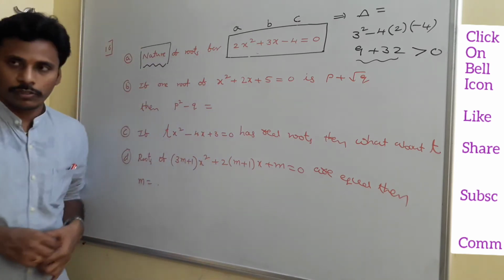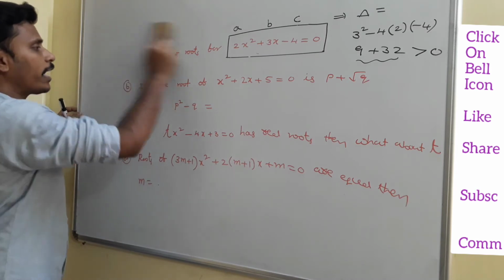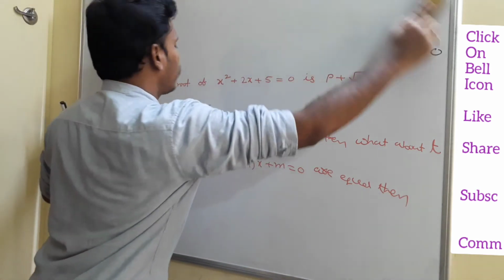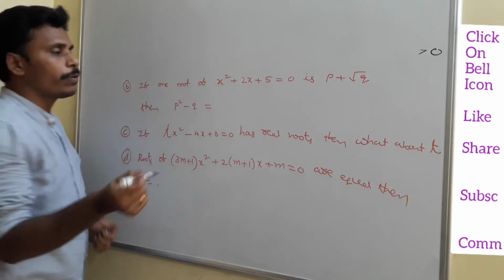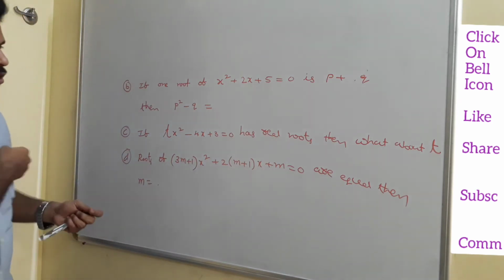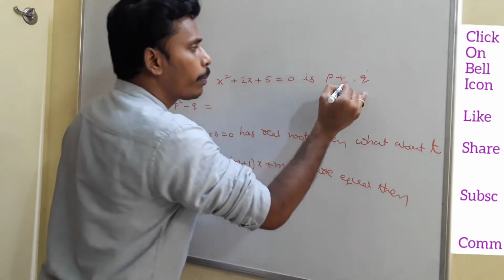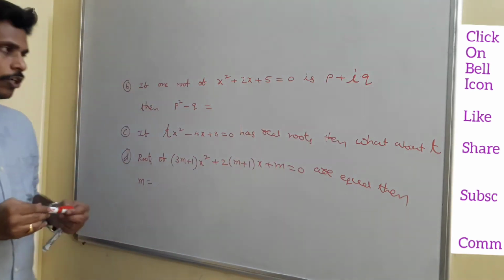And that's the first question. Then think about the second question. The second question is that if one root of x square plus 2x plus 5 equals 0 is p plus root q, actually it is the wrong thing. One root of that equation is not p plus root q, it is p plus iq. That's what I need to say. Now correct it and then try to solve it.